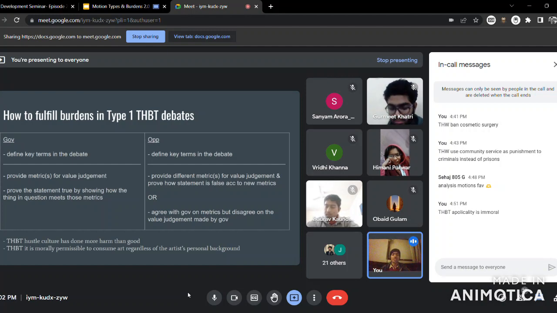It becomes difficult for the judges to compare. How do I decide who is winning? Because दोनों अपने अपने हिसाब से चल रहे हैं. That leads to a very parallel debate which is not engaging. So in most cases, it's desirable that you don't have definitional challenges.